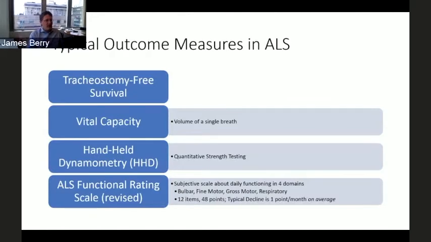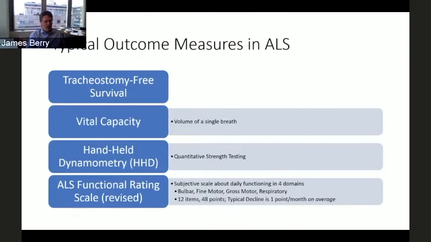The typical outcome measures that we've used in trials are tracheostomy-free survival. This is just survival, but some people choose to have a tracheostomy, and that's chosen as sort of an equivalent to survival, assuming that without a tracheostomy, they would be nearing the end of their life. Vital capacity, which is just the volume that people can breathe out in a single breath. And the problem there is that we're measuring really a group of motor neurons, specifically the ones that go to the diaphragm and the muscles of respiration.